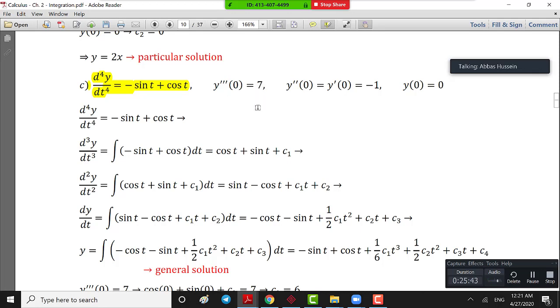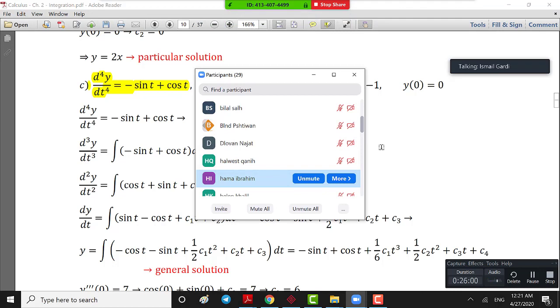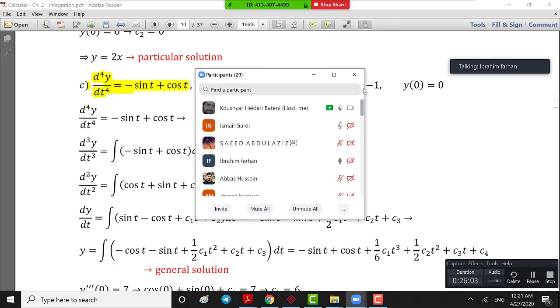Now, just like any other differential equation, I'm hearing motorcycles. Good. Where are you guys? Where are you? Motorcycles? Ismail, is that you? Okay.